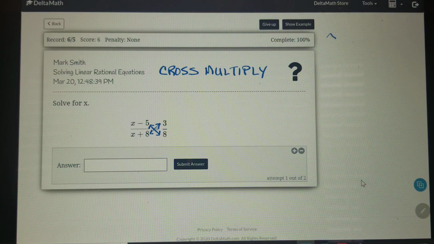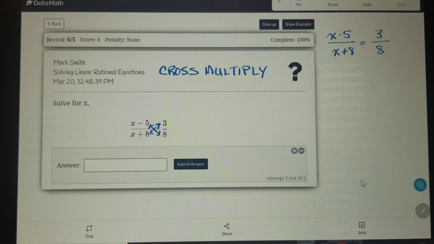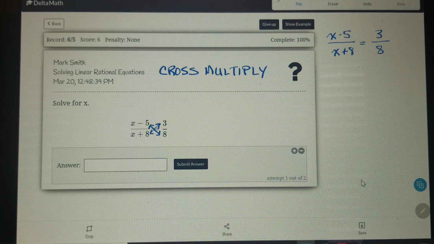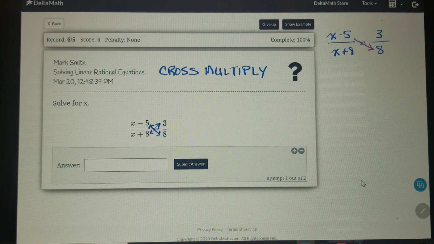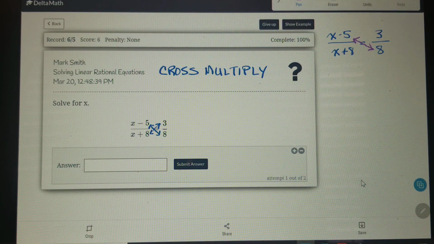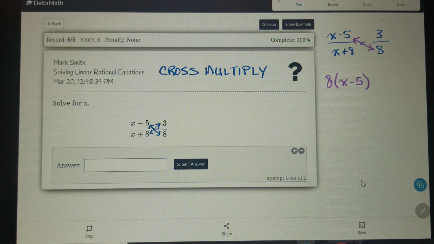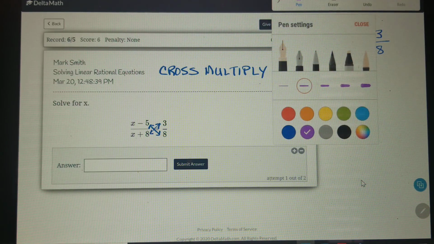I'm going to rewrite the problem up here. x plus 8 equals 3 over 8. And the first thing I'm going to do, change color here, is I'm going to multiply these two times each other. All right, so this is going to be 8 times x minus 5. All right, so that was step 1. Maybe this is all step 1.